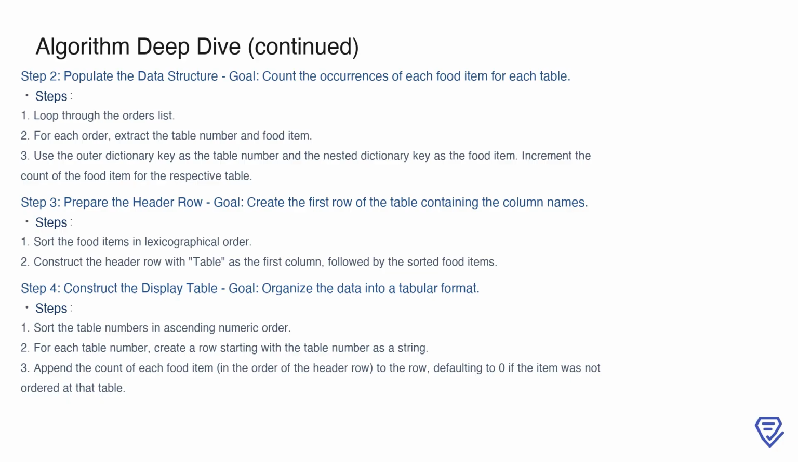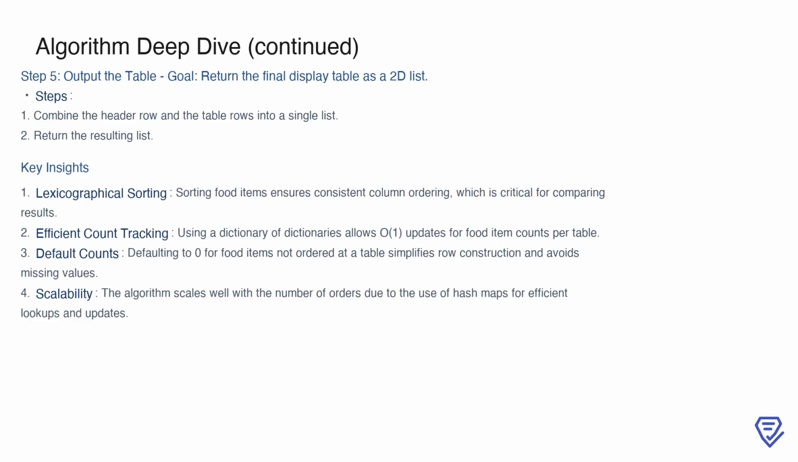Once we have populated the data, we turn our attention to preparing the header row of the table. The header row will start with the word table as its first column, followed by the food items sorted in lexicographical order. This ensures that the column order is consistent and easier to interpret. With the data structure and header row ready, we are set to organize the data into a fully constructed display table. The next step in the process is to construct the display table itself.